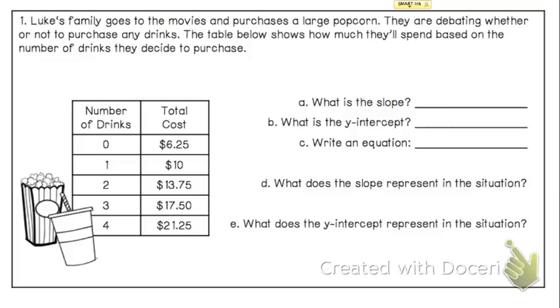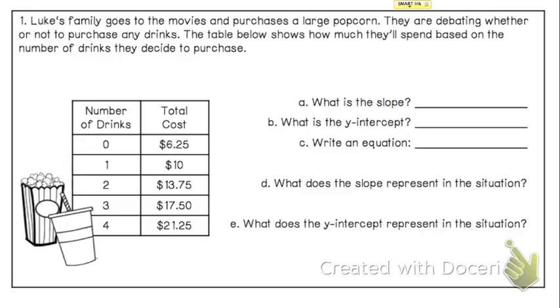Okay, so let's look at number 1. It says Luke's family goes to the movies and purchases a large popcorn. They are debating whether or not to purchase any drinks. The table below shows how much they'll spend based on the number of drinks they decide to purchase.